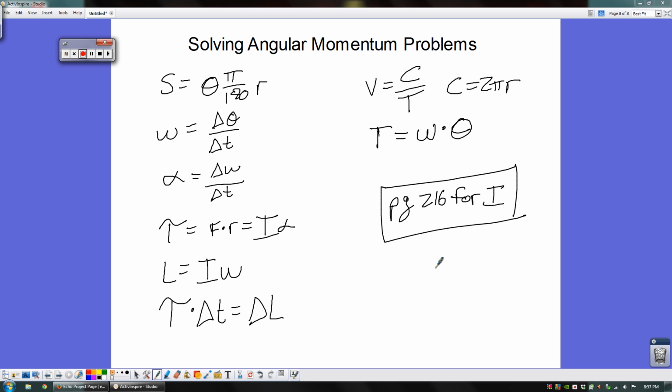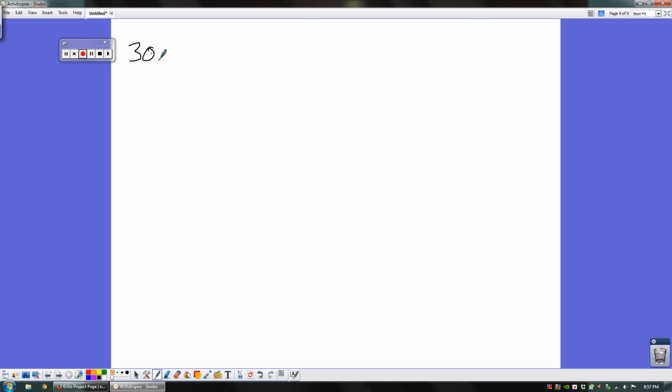And page 216 in your book has the big old table of moments of inertia. So, your homework started on page 285, number 30 to 35, then 65, 67, then 75. Let's start with number 30, shall we? All right, page 285.